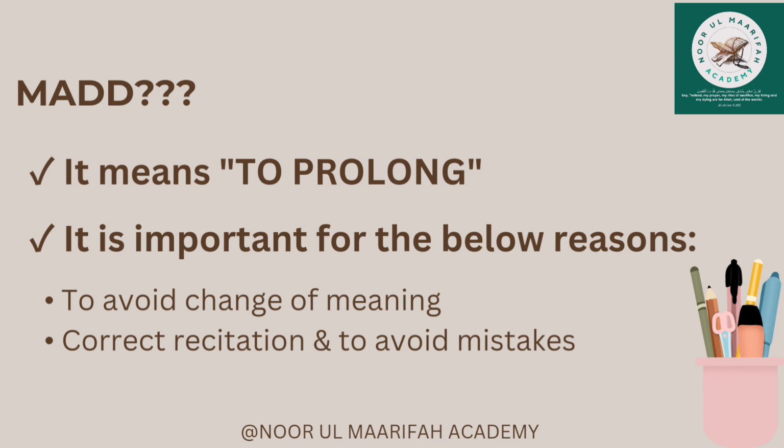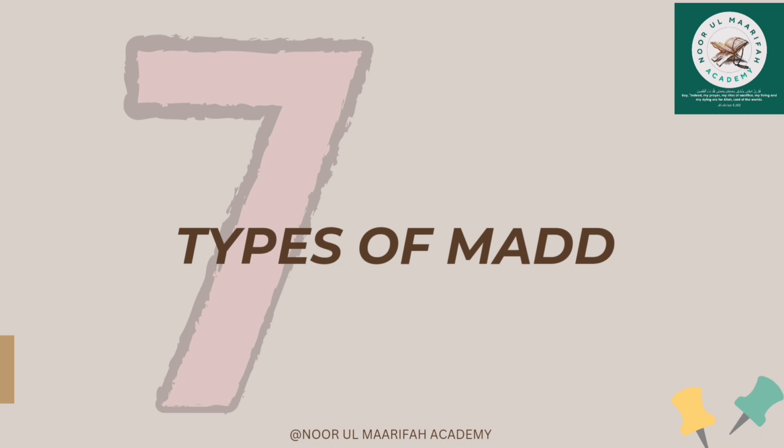Let's move ahead and look into types of mad. There are 7 types of mad. This is going to be a little in-depth video. However, I have not mentioned all the 7 in this video. I have made a part 1 of this where we are going to discuss 3 types of mad in today's class. In the next class, which will be your part 2, I will discuss the rest of the 4. So today we will be discussing only 3 types of mad.